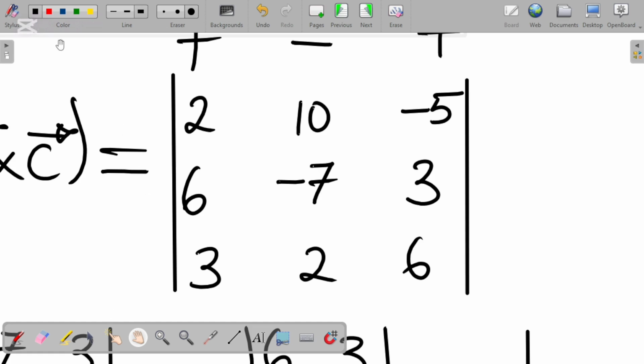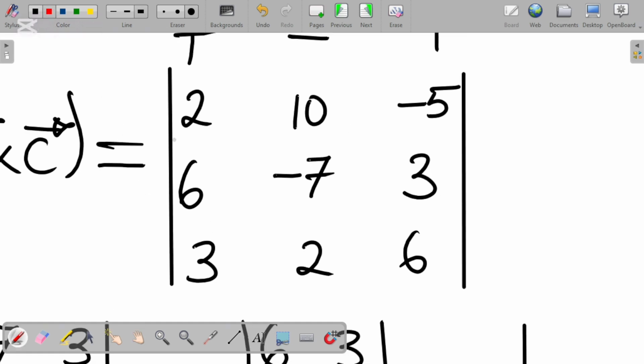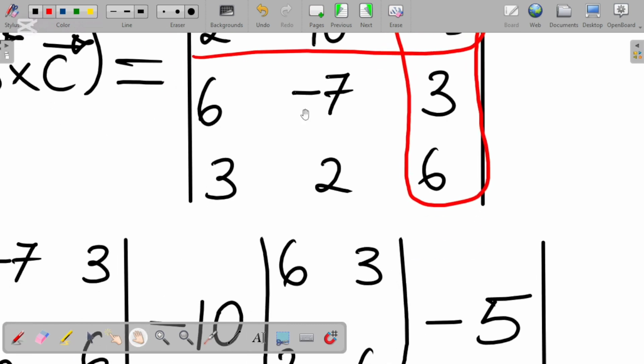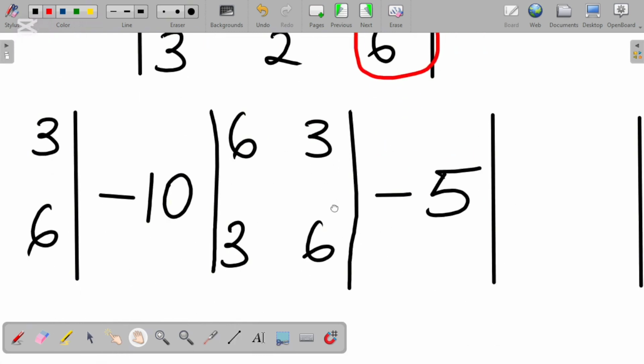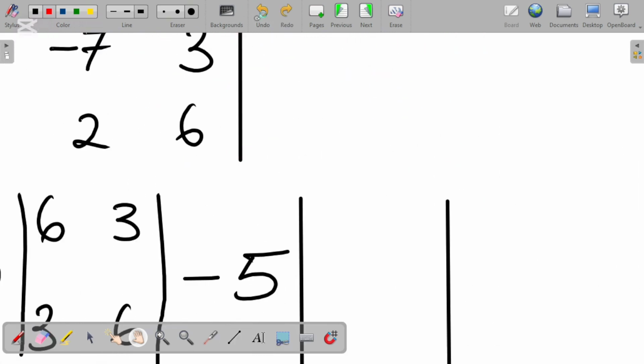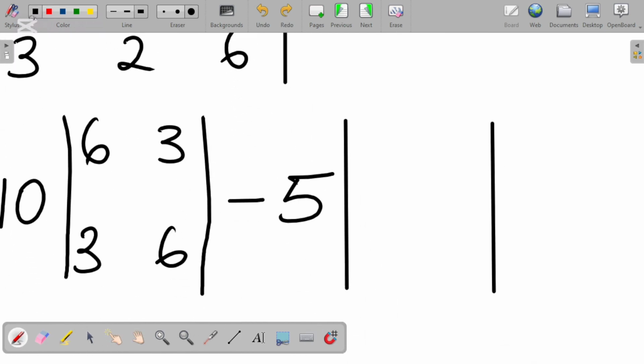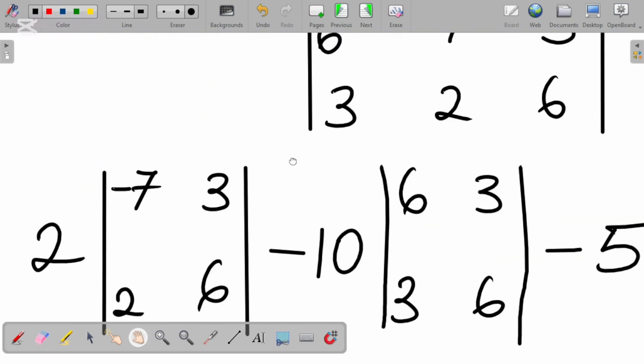All right, so we're going to apply the same rule here. You eliminate the horizontal related to 5 and the vertical related to 5. So the numbers left here are 6, negative 7, 3, and 2. All right, so we are done with this.